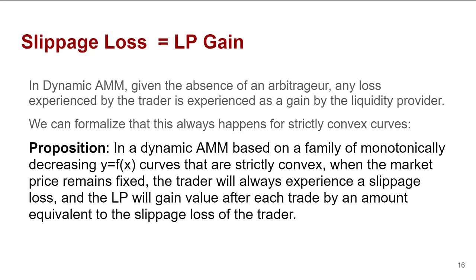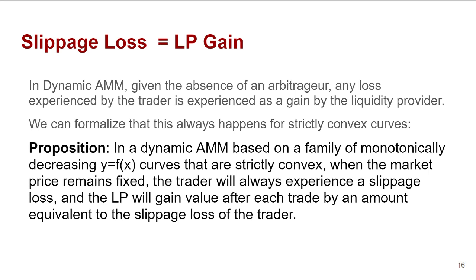So we're able to show that in such a dynamic AMM, because now the market price and the pool price are always equal, there is no arbitrage. And now that there is no arbitrage, it turns out that the liquidity providers are able to do a lot better. In particular, if we have a family of monotonically decreasing curves that are strictly convex, we can show that at every trade, the trader is going to experience a slippage loss, and the corresponding amount that they lose is going to be accrued as value to the liquidity providers.